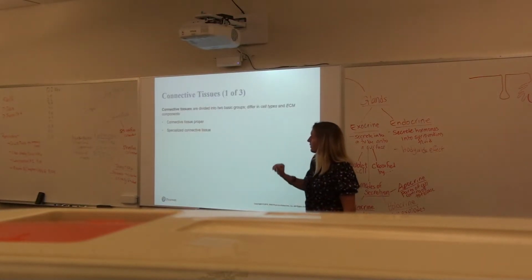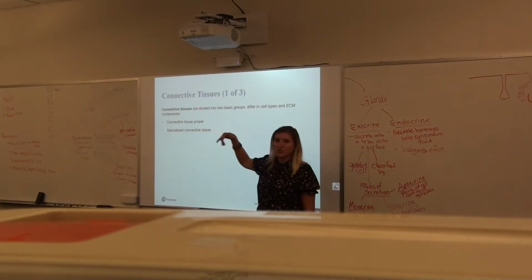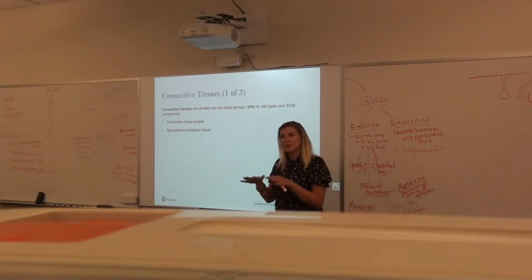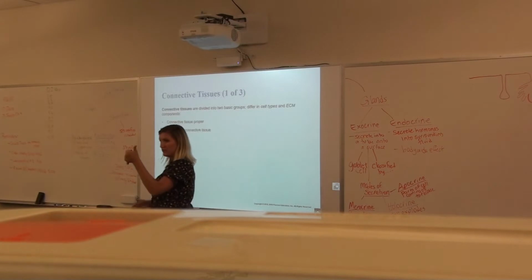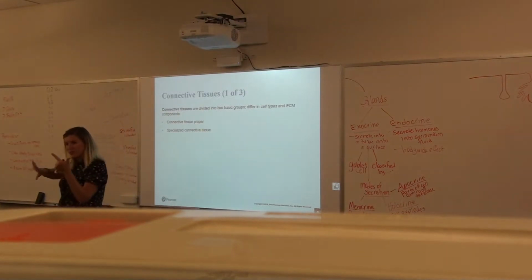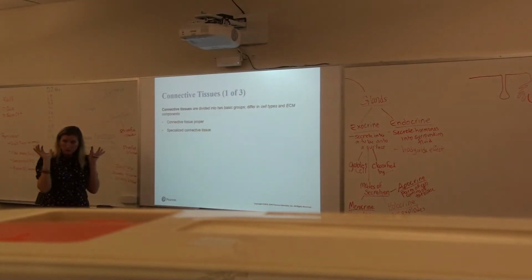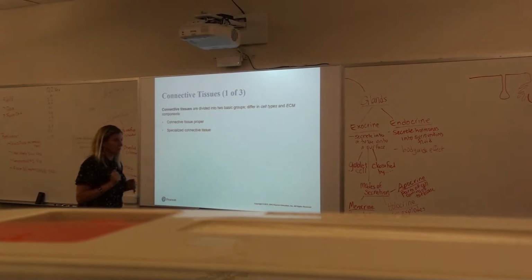So we're going to switch gears from epithelia and start talking about connective tissue. Remember I said the bulk of this chapter is epithelia and connective. Muscle and nervous tissue we'll talk about a little bit, but really the major component here is connective tissue.